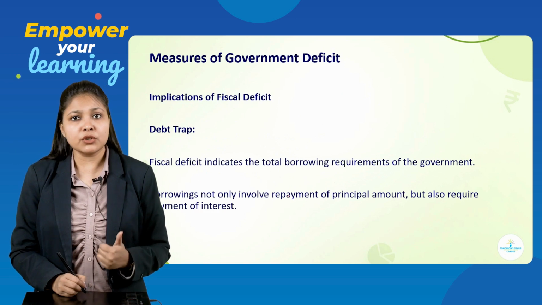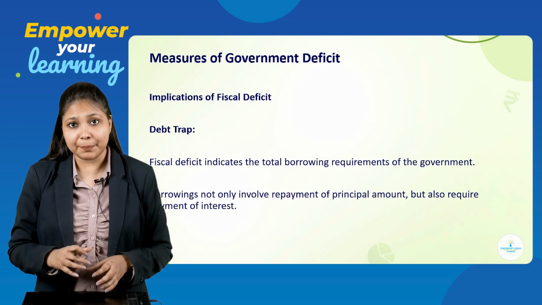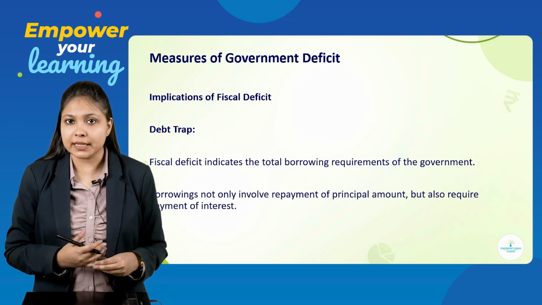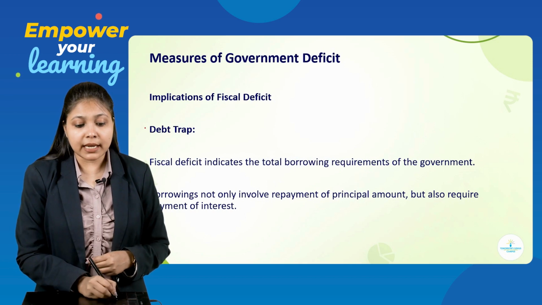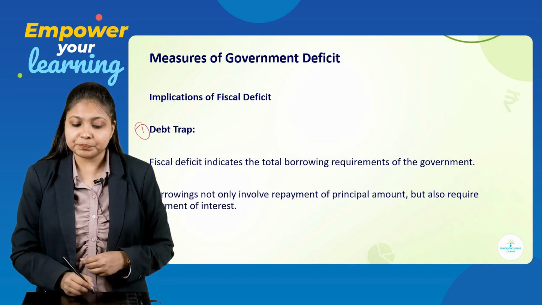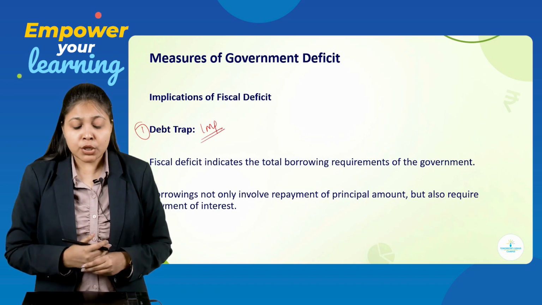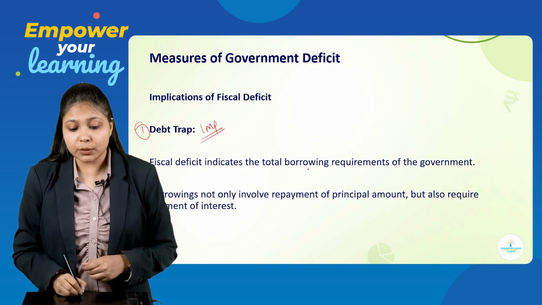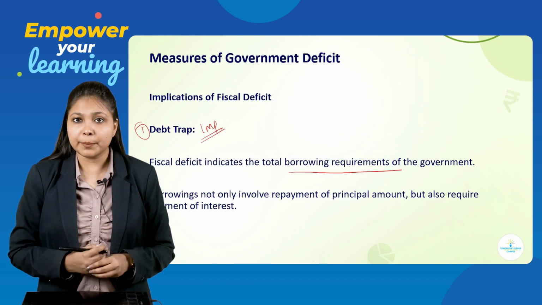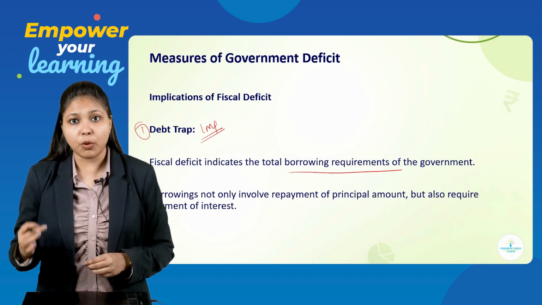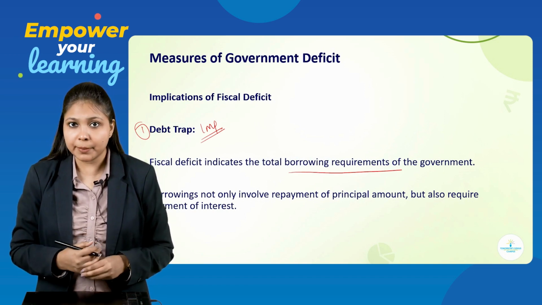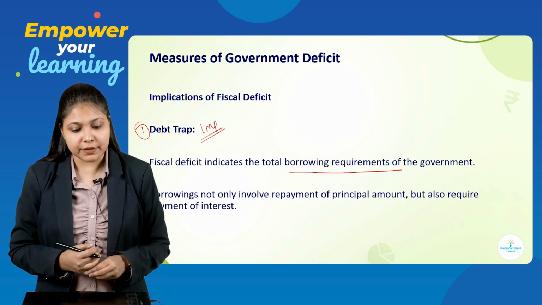Now, what are the implications of fiscal deficit? What happens when there is a situation of fiscal deficit? First thing that can happen is a debt trap. Very important concept. What is debt trap? Fiscal deficit indicates the total borrowing requirement of the government. We will be talking about the total borrowings done by the government. That is nothing but fiscal deficit.